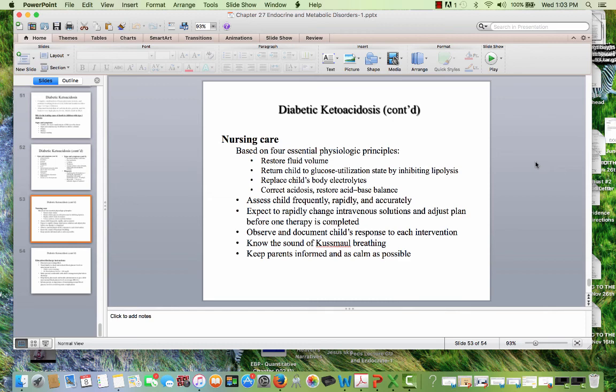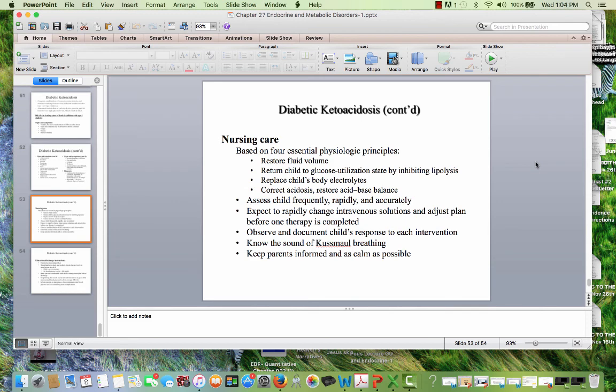So what this looks like, it plays out at every hour on the hour, the glucose levels are taken. They're examined. The actual insulin dosage is then titrated. They're on a drip that is titrated in response to what their labs are showing. Assess the child frequently, rapidly, and accurately. Even at times when they first come in, your assessments might be every 15 minutes, then it might advance to every 30 minutes, then to every hour once they're somewhat stabilized.